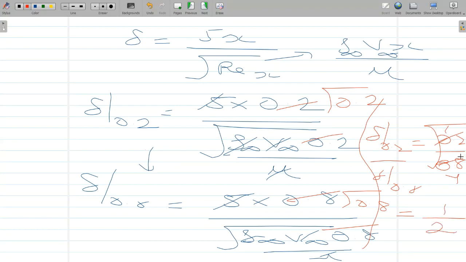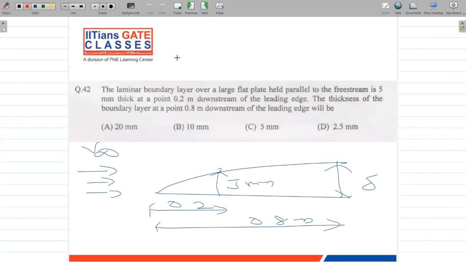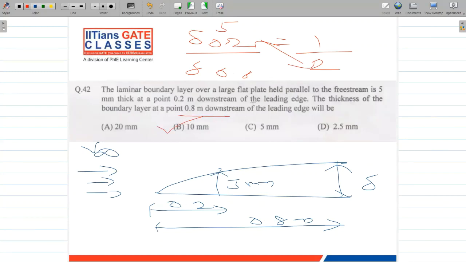Which basically tells you that boundary layer thickness at location 0.2 divided by boundary layer thickness at location 0.8 is equal to half. So if my delta at 0.2 is 5 mm, my delta at 0.8 is nothing but 5 into 2. So 10 mm would be the boundary layer thickness at 0.8 meters.